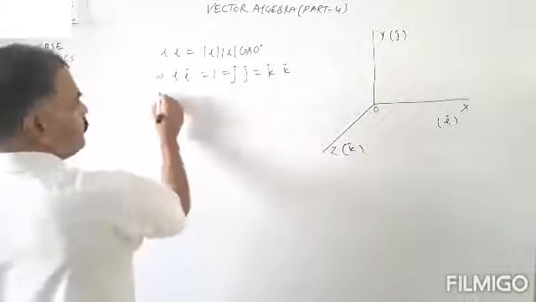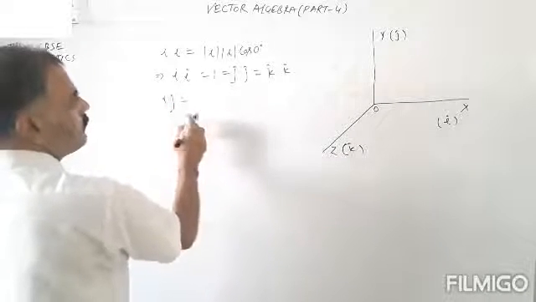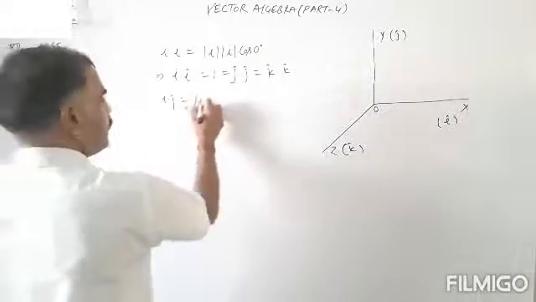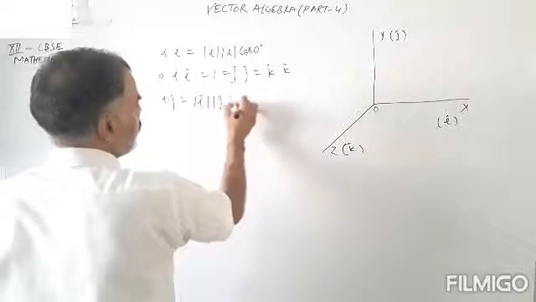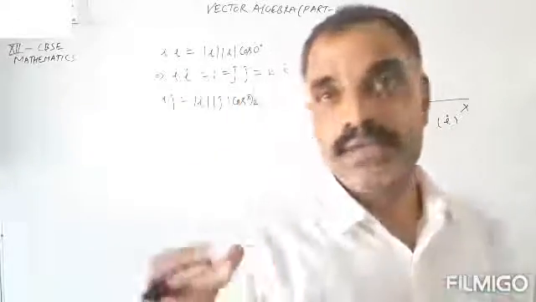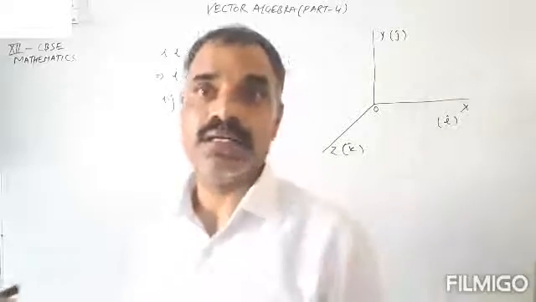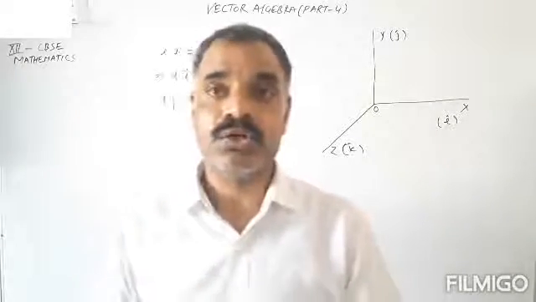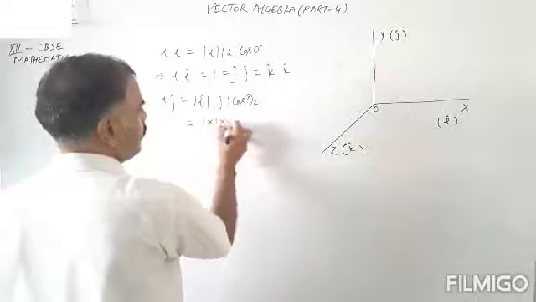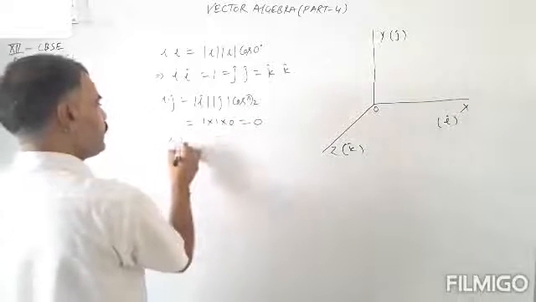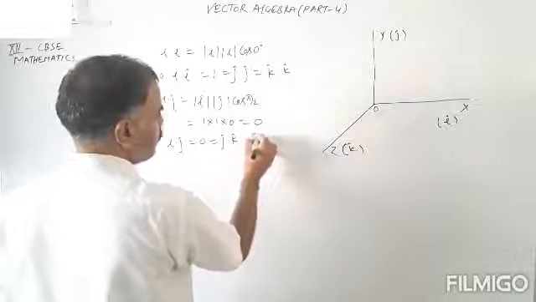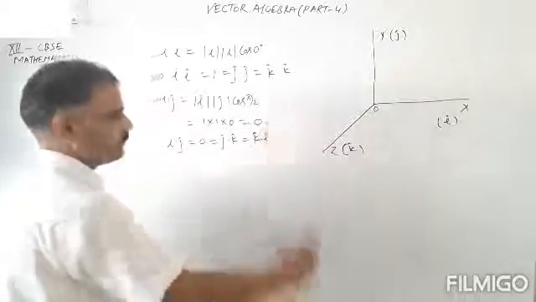Now i cap dot j cap: the angle between i cap and j cap is 90 degree. Magnitude of i cap, magnitude of j cap, cos of pi by 2, that is 90 degree. i cap, j cap and k cap are mutually perpendicular, that is why the angle between them is 90 degree. So cos 90 equals 0, everybody knows that. That is why 1 into 0 equals 0. So i cap dot j cap equals 0, and similarly j cap dot k cap equals 0 and k cap dot i cap is also equal to 0.